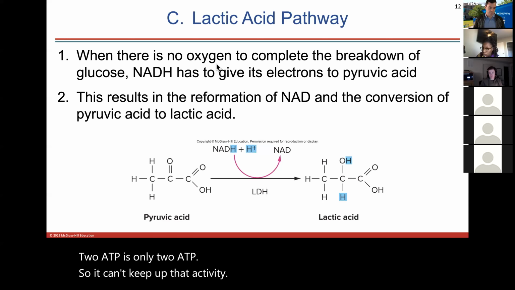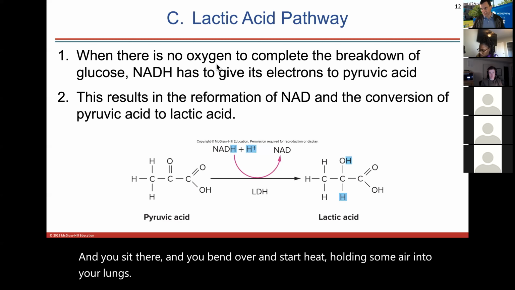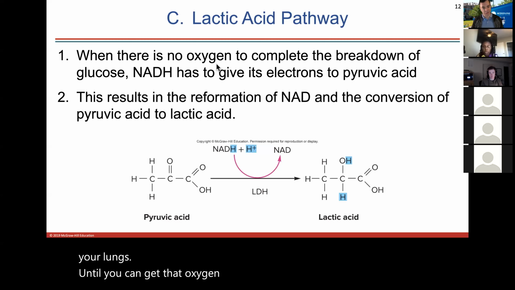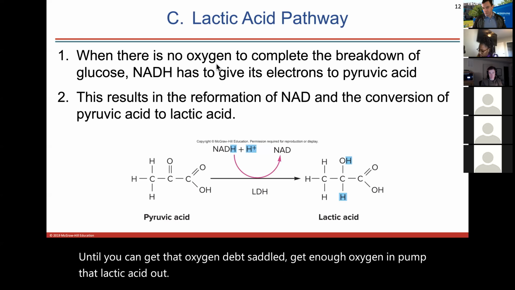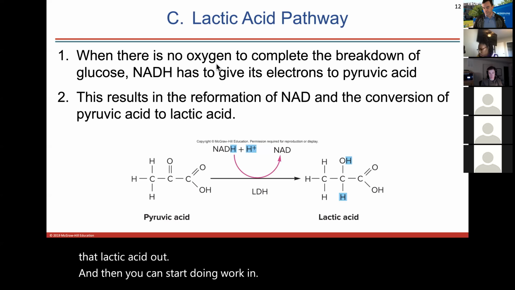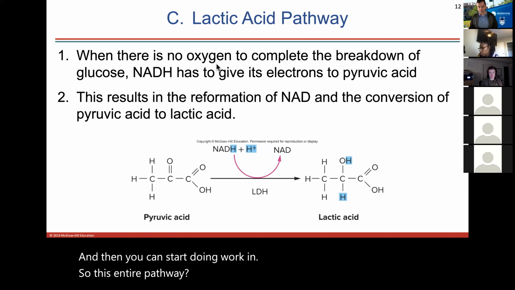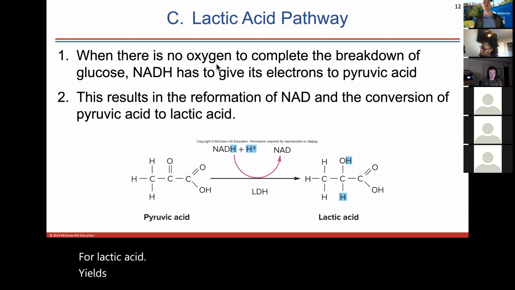So it can't keep up that activity. So then what do you do? Cells stop working. You stop. And you sit there and you bend over and start heaving some air into your lungs until you can get that oxygen debt settled. Get enough oxygen in, pump that lactic acid out, and then you can start doing work again. So this entire pathway for lactic acid yields a whopping 2 ATP.